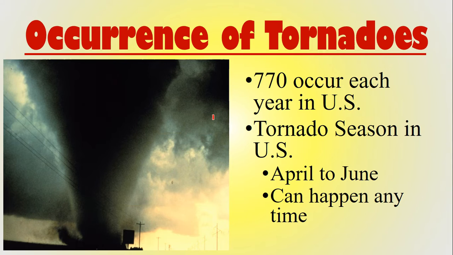Now, the occurrence of tornadoes is about 770 tornadoes that occur in the United States per year. That's about an average. And the tornado season in the United States, where we see most of our tornadoes, is between April and June, but they can happen almost any time. Most tornadoes are seen in a section of the United States called Tornado Alley. It involves Texas and the states above it.